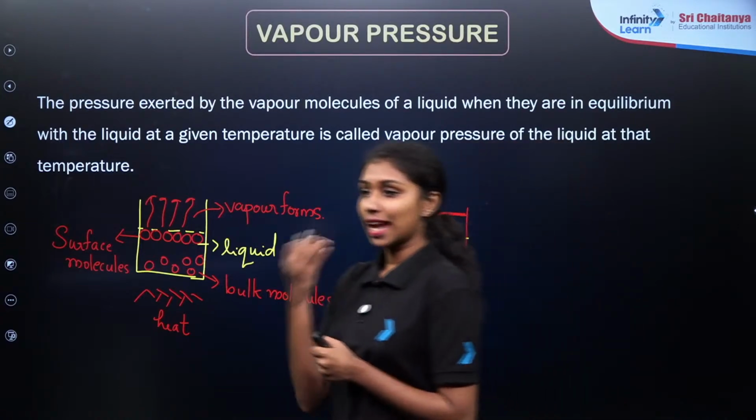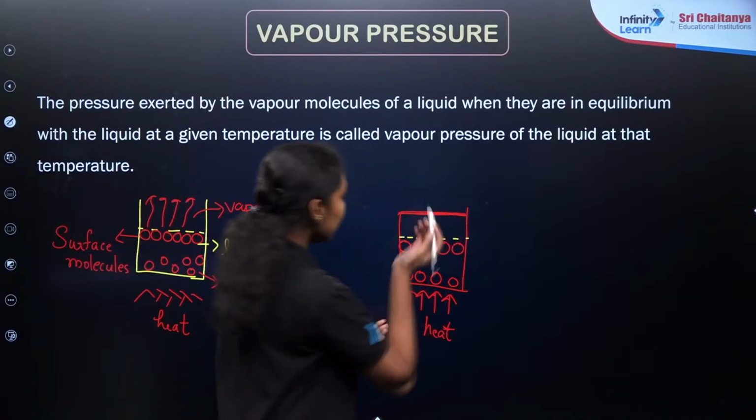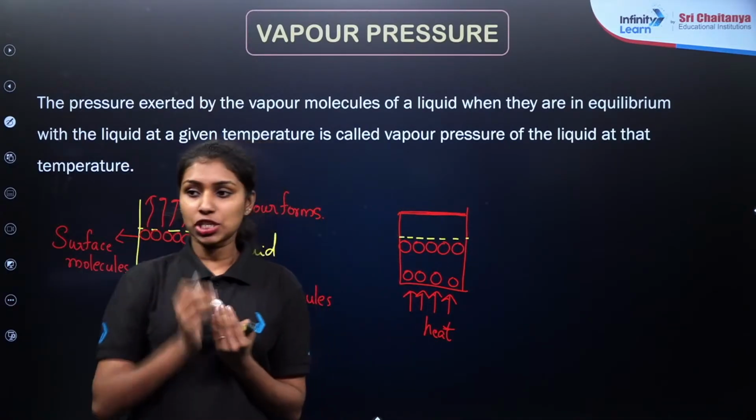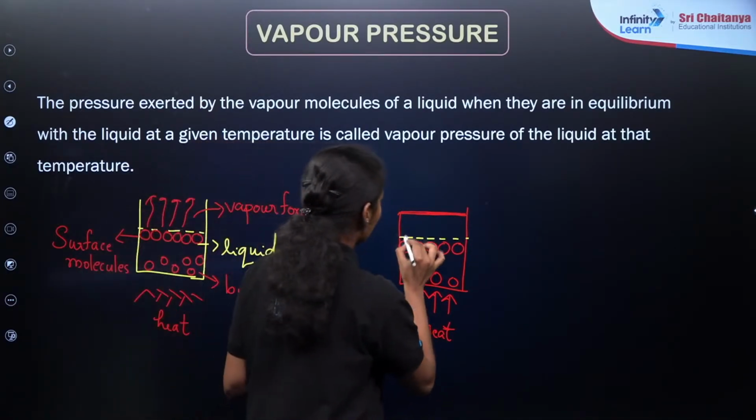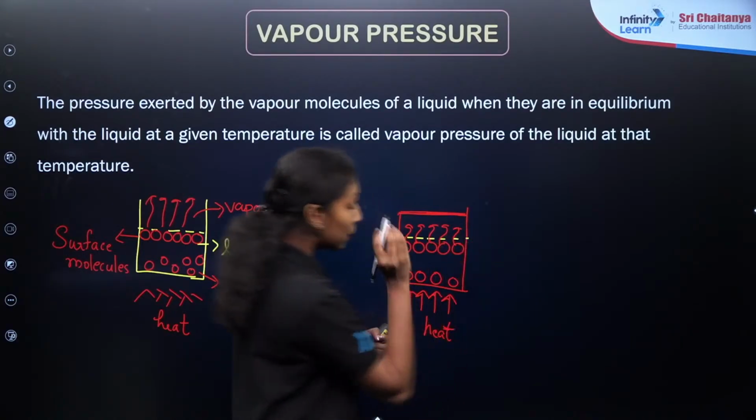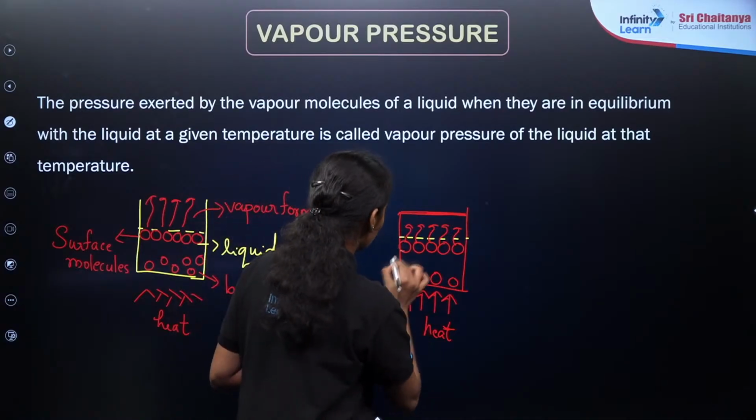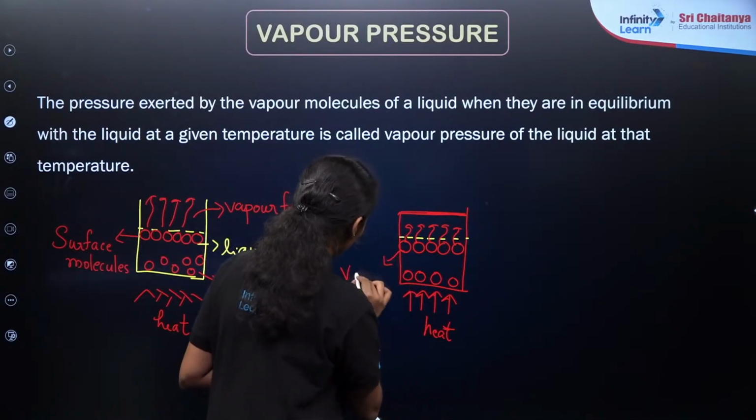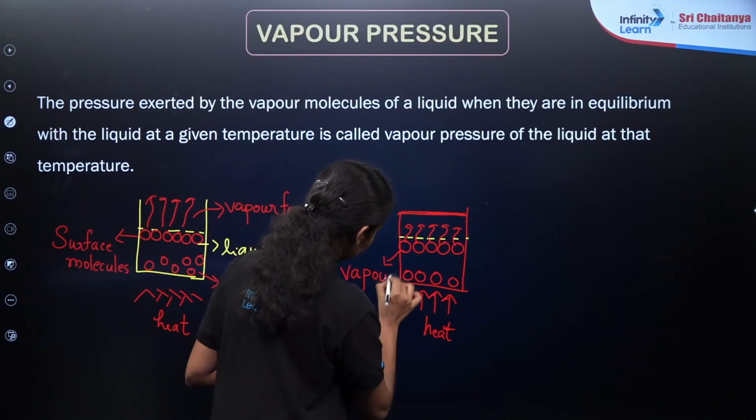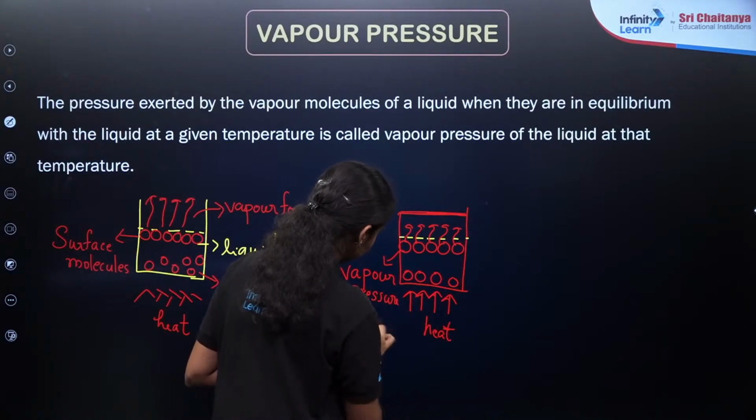It will start changing phase from liquid to vapor, right? But here the container is closed, so this vapor exerts a pressure. The surface molecules or vapor will exert a pressure over it. That particular pressure exerted by the surface molecules or the vapor molecules is known as the vapor pressure. Is that clear? Just let me know in the comments.